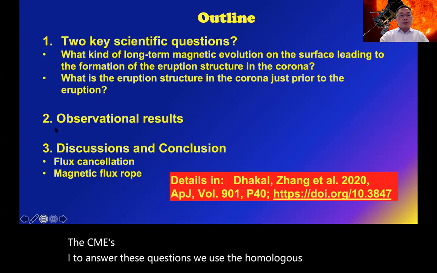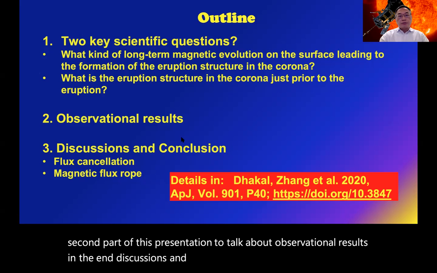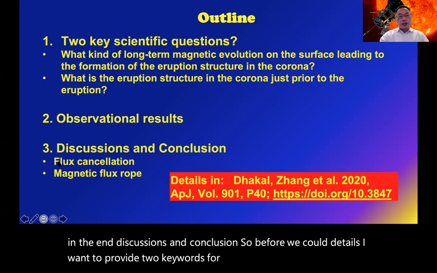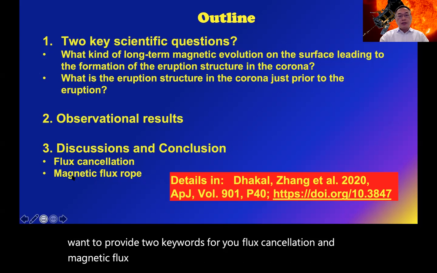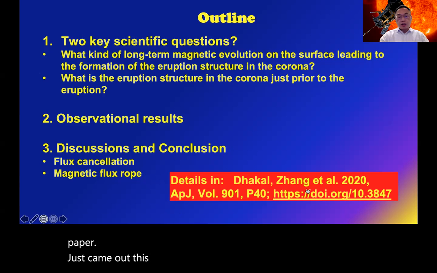The second part of this presentation is to talk about our observational results. In the end, discussions and conclusion. Before we go to details, I want to provide two keywords for you: flux cancellation and magnetic flux slope. These are the key results of this work. For the details of what I'm presenting here, you can check out the paper that just came out this year by Datta and Zhang.